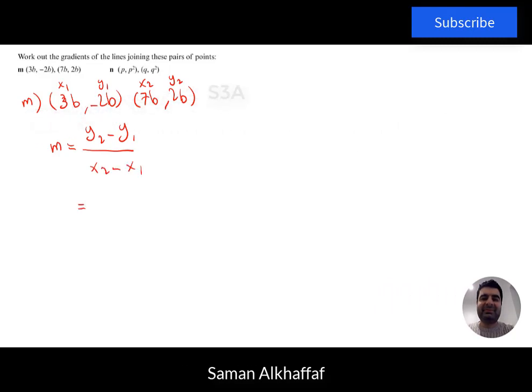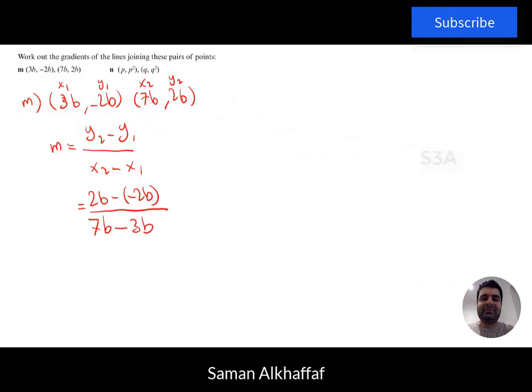So that will give us 2b minus minus 2b, divided by 7b take away 3b.